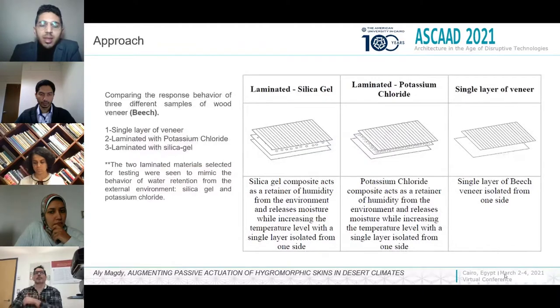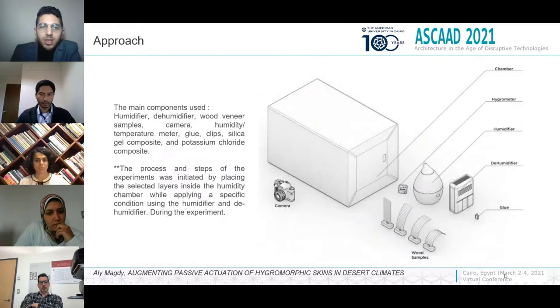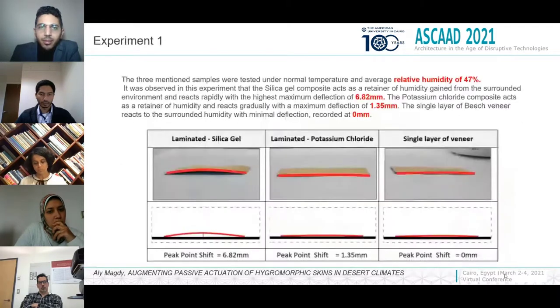In the experiment, the two laminated materials selected for the testing were silica gel and potassium chloride, and the third one was a single layer of peach veneer. The process of this experiment was initiated by placing these selected layers inside the humidity chamber and applying a specific condition using a humidifier and dehumidifier. In the first phase, at room temperature and relative humidity of 47%, it was observed that the silica gel composite acts as a retainer and reacts rapidly to the external humidity, with maximum deflection more than the potassium chloride composite and the single layer veneer.